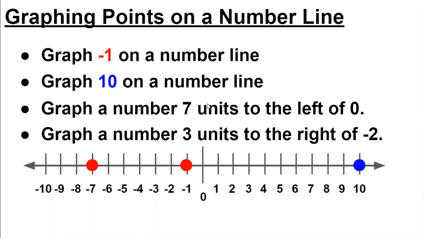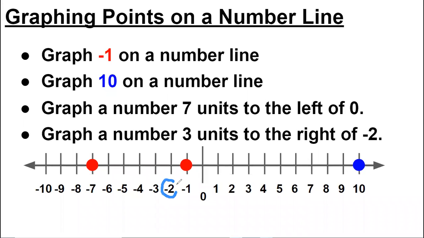Graph a number 3 units to the right of -2. Well, where's -2? That's right here, right? And we want to go 3 units this direction now, 3 units to the right. So we're going to start at -2 and we're going to count 1. Count the jump as 1. Don't count until you jump.